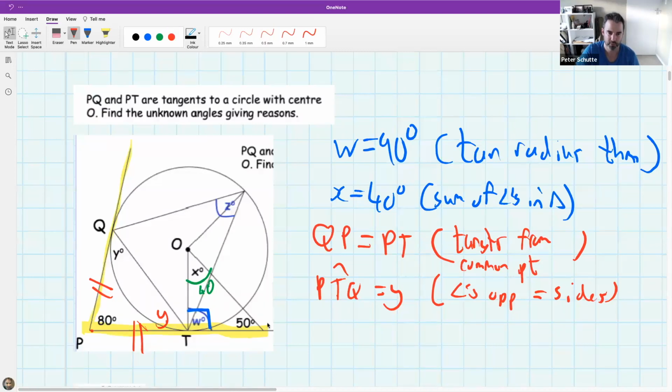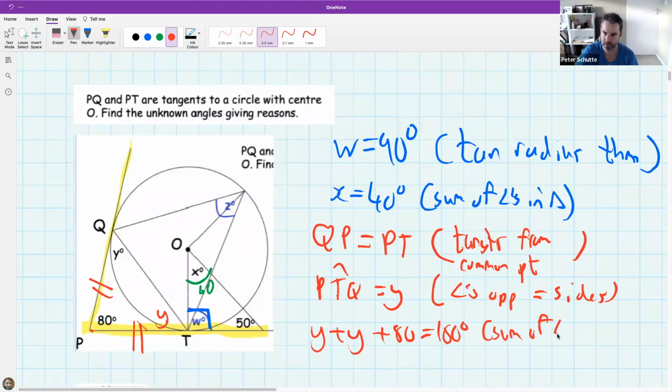And then the last bit would be to say, look, y plus 80 is 180, and that would be sum of angles in triangle. So 2y equals 100, because I've taken away 80 from the sides and I've put the two y's together, and therefore y must be 50.